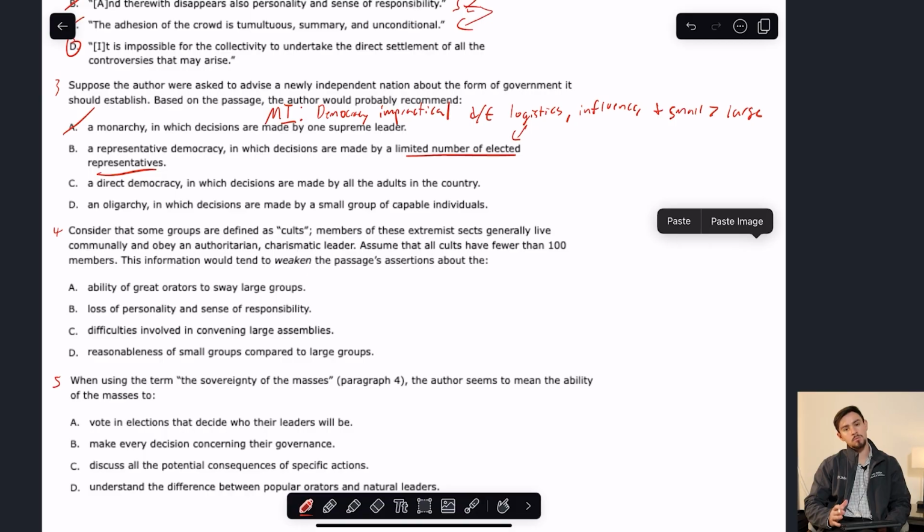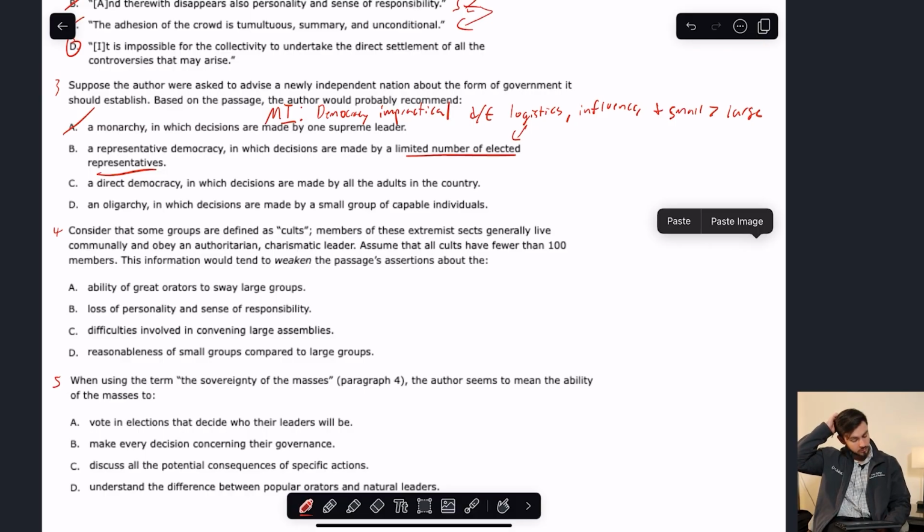And this is a very common way to ask a question. It's literally just which of these is going to hurt our main idea the most. And what they're saying here is that smaller groups are just as bad as large groups. So that's the hole that's going to get punched, right? So we're just looking for one of those answer choices. A is the ability of great orators to sway large groups. No, that supports the main idea, right? We're looking for one that weakens the main idea. B, loss of personality and sense of responsibility. That supports the main idea with the influence. C says difficulties involved in large assemblies. Nope, that supports the logistics portion of that. And then D says reasonableness of small groups compared to large groups. So it's punching a hole in small groups compared to large groups.